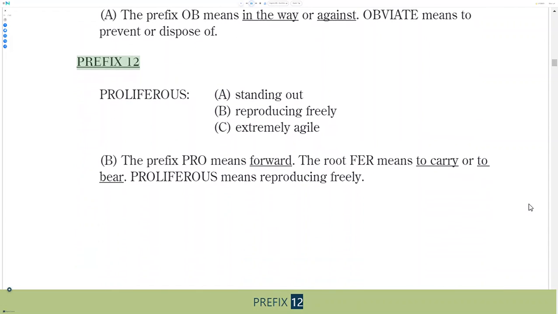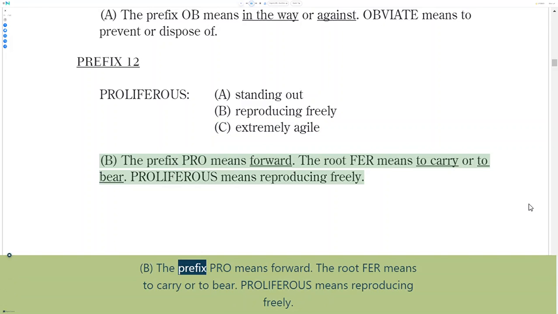Prefix 12. Proliferous. A. Standing out. B. Reproducing freely. C. Extremely agile. B. The prefix pro means forward. The root fer means to carry or to bear. Proliferous means reproducing freely.